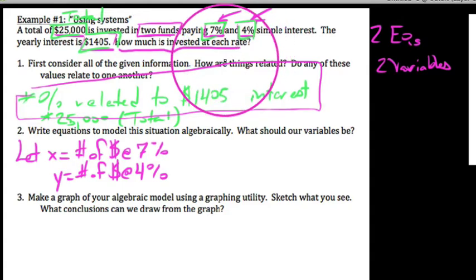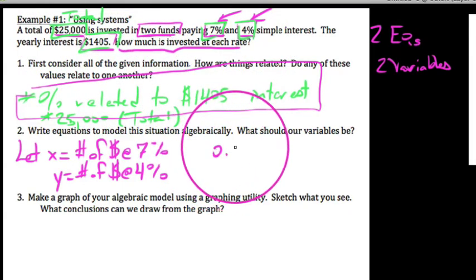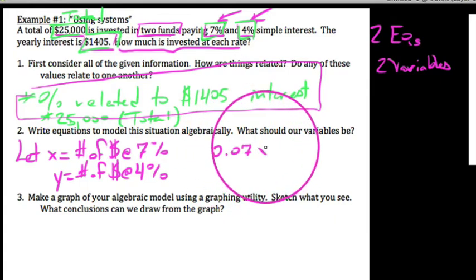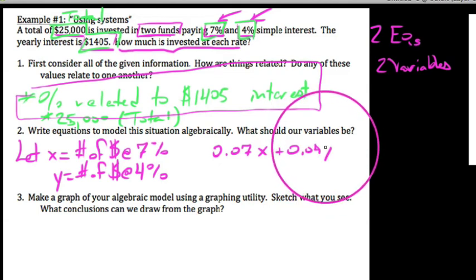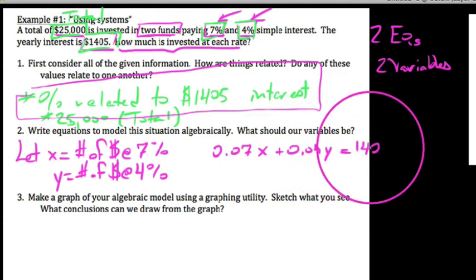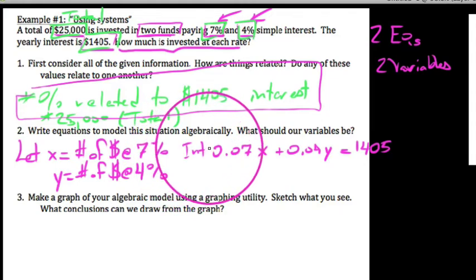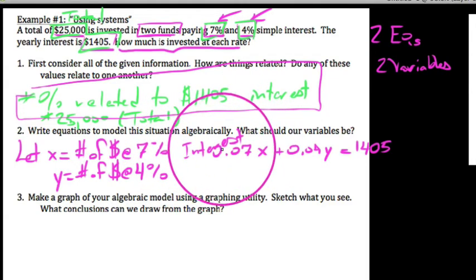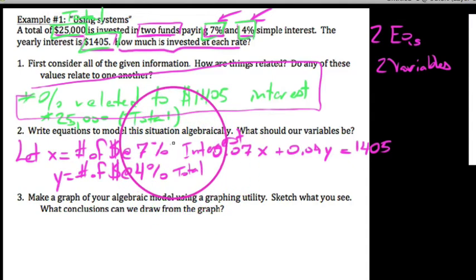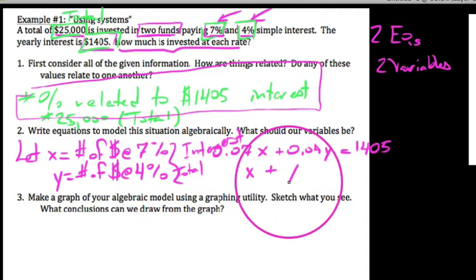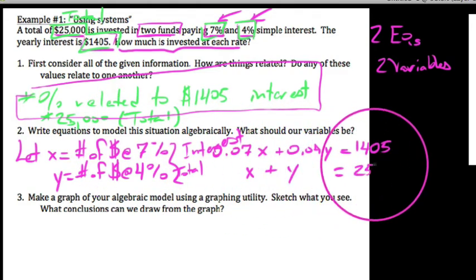So if I wanted to find the total interest, which is 1,405, I'd have to find the interest of each individual account. So we have 0.07 times the number of dollars there plus 0.04 times the number of dollars invested at that amount, which has to come out to be this total amount of interest. We would call this the interest equation. The second equation is the totals equation. We add the totals amount up here, so this is just x plus y, because if you add up all the dollars you invest in each account, we should get a total of $25,000.